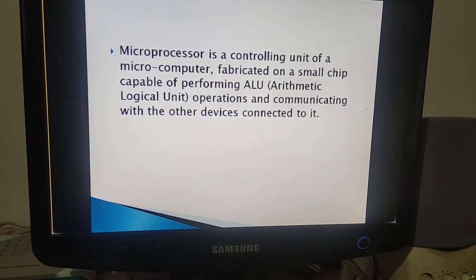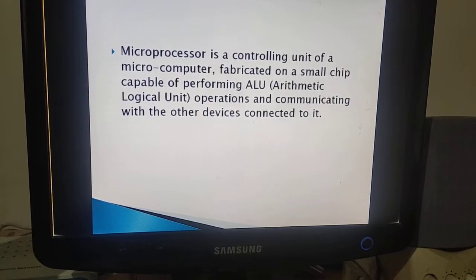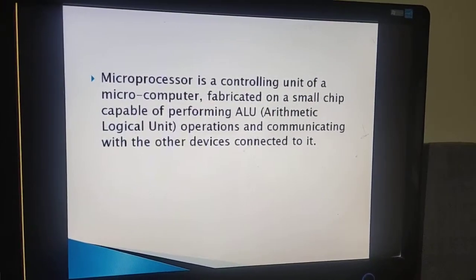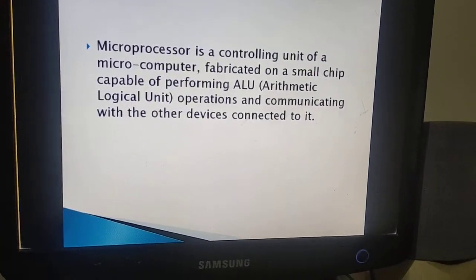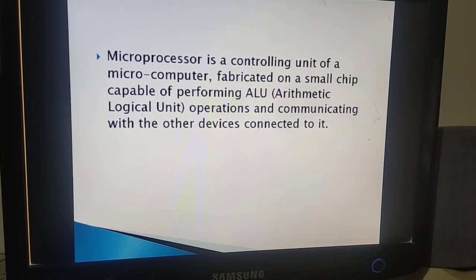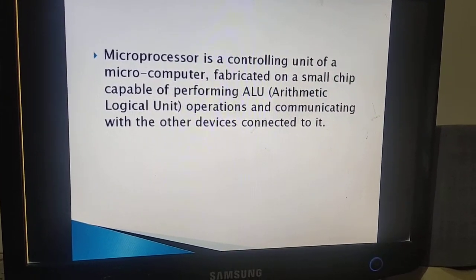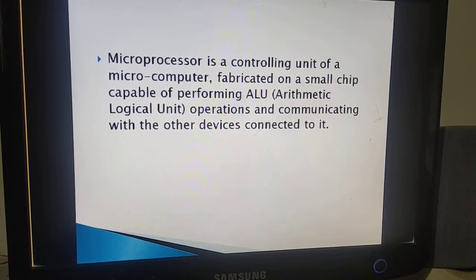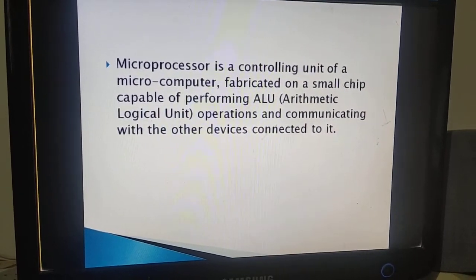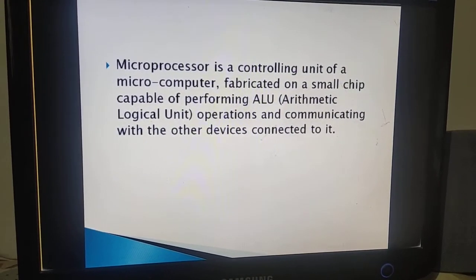When I talk about arithmetic and logical operations, it means that it can perform addition, subtraction, multiplication, division and logical operations like AND, OR, NOT, to name a few. And also it communicates with memory devices, input output devices which are connected to it, and any other peripherals.